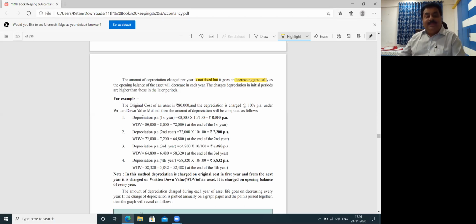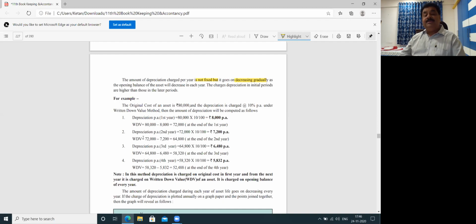चलो एग्जांपल देखते हैं. Original cost of the asset is 80,000. Depreciation is charged at the rate of 10% per annum under the written down value method. Then the amount of depreciation will be computed as follows. First year तो 80,000 ही आने वाला है. 80,000 का 10% 8,000 आने वाला है. No change in that. And what is the written down value? 80,000 minus 8,000, 72,000 at the end of the first year.